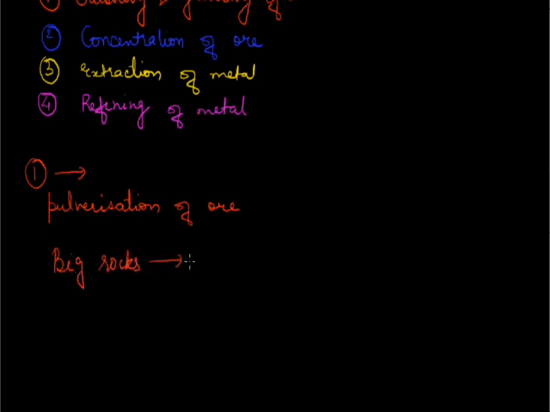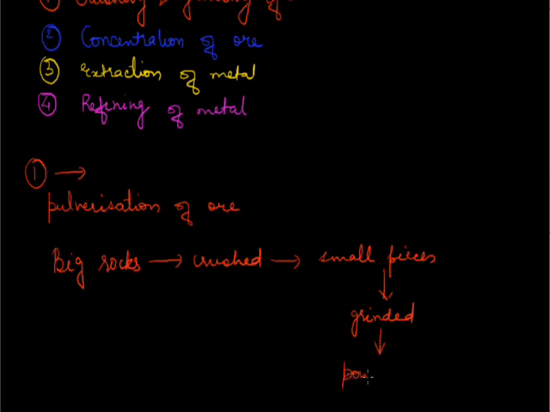So it is first crushed with the help of crushers into small pieces, and these pieces are further grinded in mills, ball mill, stamp mill, and ultimately the ore is converted into powder. So that is why the step is called crushing and grinding of ore. We are doing nothing with the chemical nature of ore. It's only pulverization, that is powdering of ore.